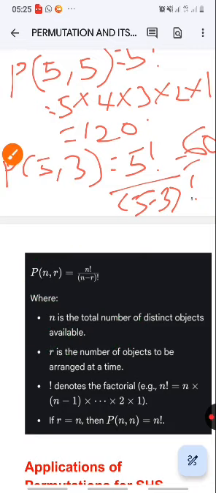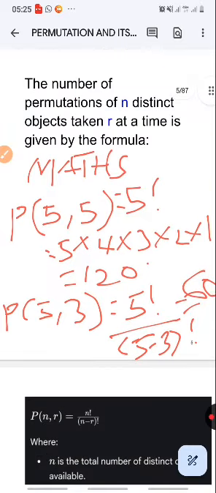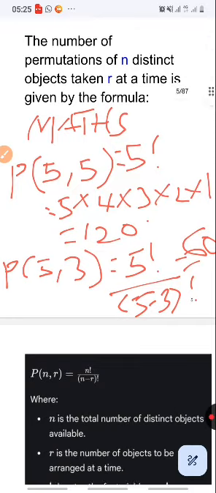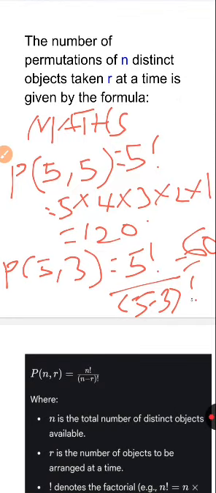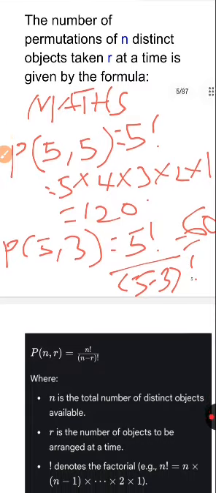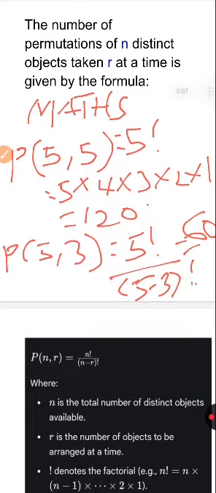In other words, let's say you have a word like math, and you are told to find the number of ways that the letters in math can be arranged. What you need to do is count all the letters and then find the factorial. So in this case, we have 5 letters. So we found the factorial and we got 120.